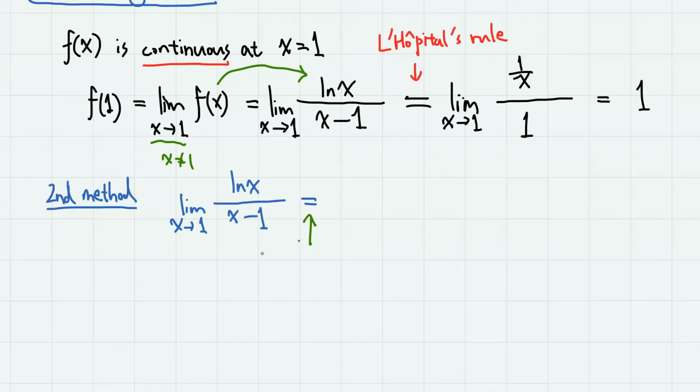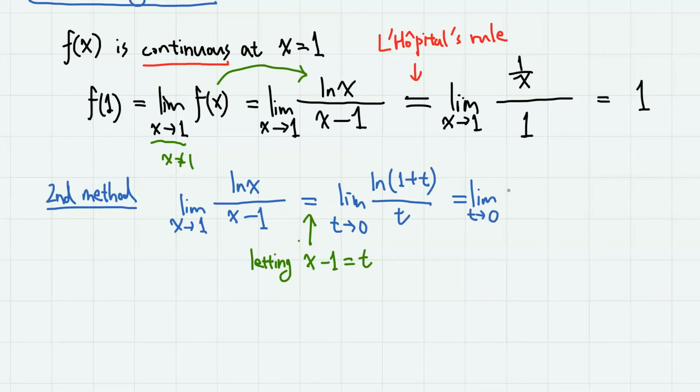Or you can also find the value of this limit by letting x minus 1 equal t. Then we have t approaching 0. And we have ln(1 plus t) over t, which is the limit of ln of (1 plus t) to the power of 1 over t. And this part approaches the constant e by the limit definition of e. So we have ln e and therefore 1. So either way, we can find that the value of f(1) equals 1.